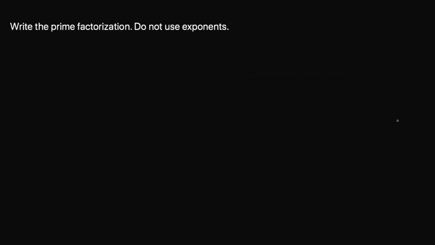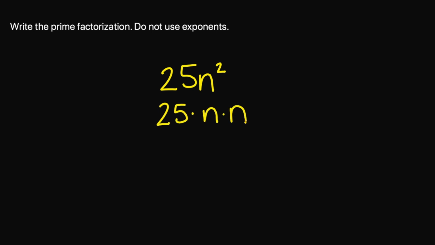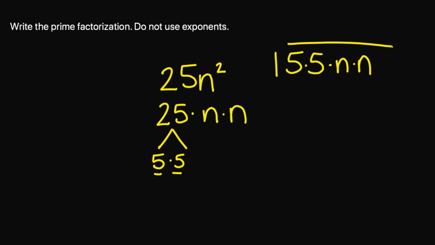Okay, so let's try the next set of questions. This time we're going to write the prime factorization, but we are not using exponents. For example, if I have the number 25n squared, I'm going to separate my 25 times n, because we're not using exponents this time. I can factor my 25 into 5 times 5. And since I am left with prime numbers, I cannot factor any further. So your final answer is going to be 5 times 5 times n times n.